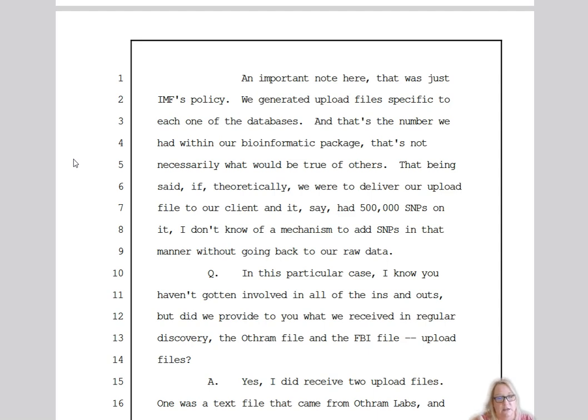So he says that the 500 and the 600 were just IMF's policies. They generated files specific to each one of the databases, and that's the number that they programmed within the bioinformatic package. That's not necessarily true of others. That being said, if theoretically we were able to deliver our upload file to our client and say it had 500,000 SNPs on it, I don't know of a mechanism to add SNPs in that manner without going back to our raw data. They're either there or they're not there, is I guess what he's saying.